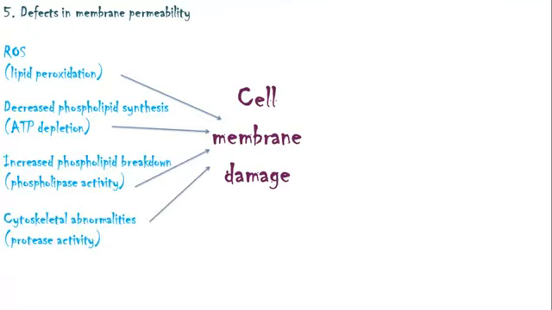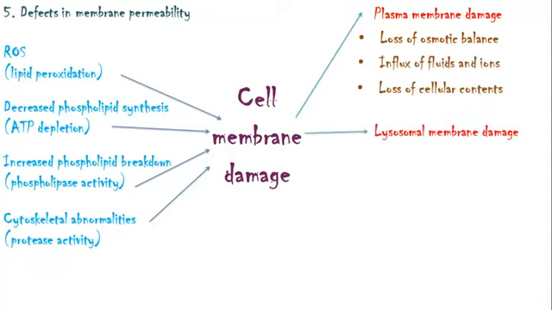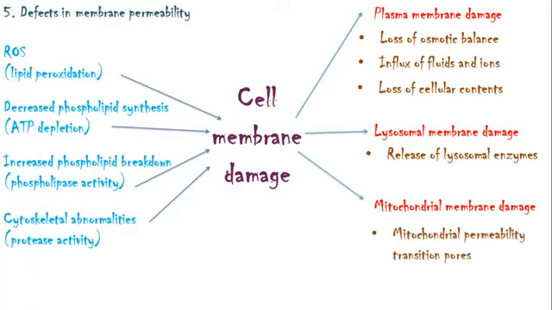Damage to plasma membrane results in loss of osmotic balance between the cell and the extracellular fluid, influx of fluid and ions and leakage of cellular contents. Lysosomal membrane damage results in release of their enzymes and digestion of cellular components. Mitochondrial damage results in formation of mitochondrial permeability transition pores.